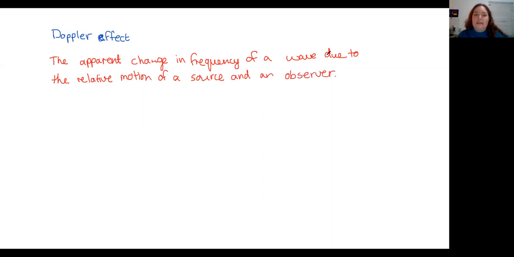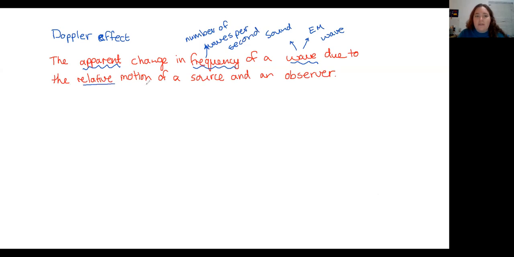So the idea is that there is an apparent change in the frequency of a wave. Now that wave could be a sound wave, or it could be a light wave, so it could be an electromagnetic wave, could be any kind of wave. And it has to do with the apparent change in frequency. Remember, frequency is the number of waves per second. And it has to do with relative motion.